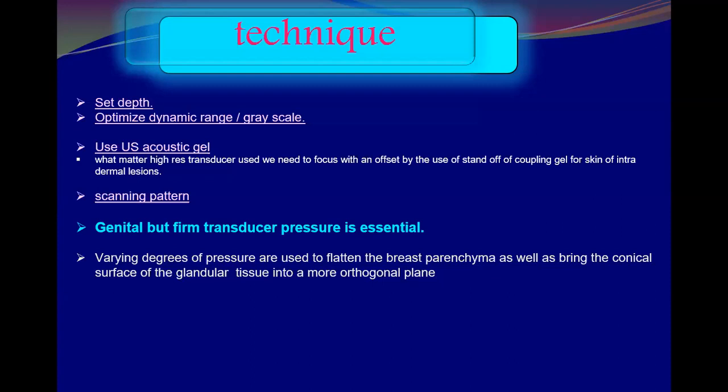So after we set up the ultrasound system and we use the gel, we select our scanning pattern. We have to mention an important issue, which is that gentle but firm transducer pressure is essential for breast evaluation. We might use varying degrees of pressure to flatten the breast parenchyma and to bring the conical surface of the glandular tissue into more orthogonal planes. Okay, let us see.